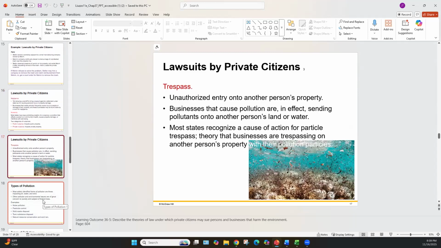Lawsuits by private citizens: trespass, unauthorized entry onto another person's property. Businesses that cause pollution are in effect sending pollutants onto another person's land or water. If I own land somewhere and a factory 10 miles away, all of its pollutants and smog or something settle on my land, that's going to be a problem, right? Most states recognize a cause of action for particle trespass. Remember that term, particle trespass. It's the theory that businesses are trespassing on another person's property with their pollution particles.